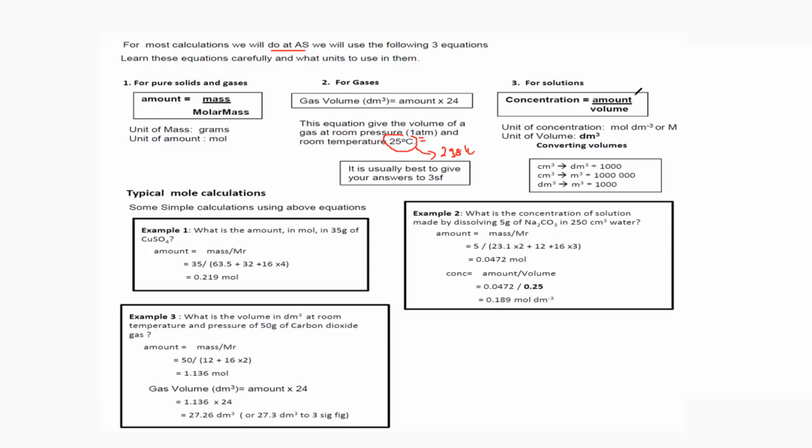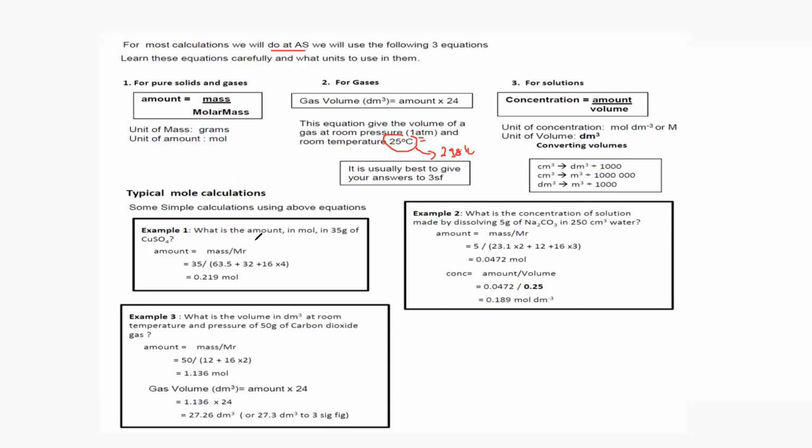For unit conversion, volume should be in dm cube. If you want to convert cm cube into dm cube, we should divide by 1000. If you want to convert cm cube into meter cube, then we should divide by 1 million. And dm cube to meter cube, again we should divide by 1000. So simple questions are there, some simple calculations using the above equations.